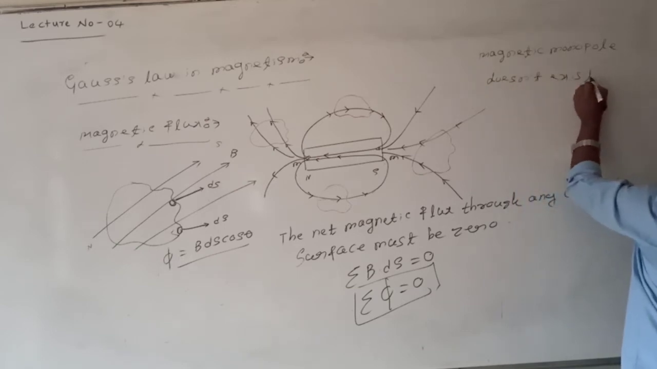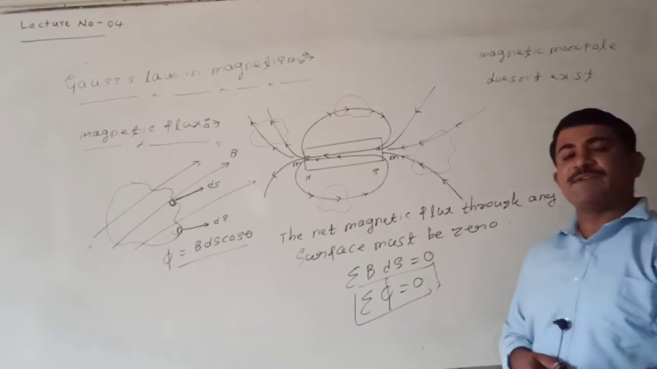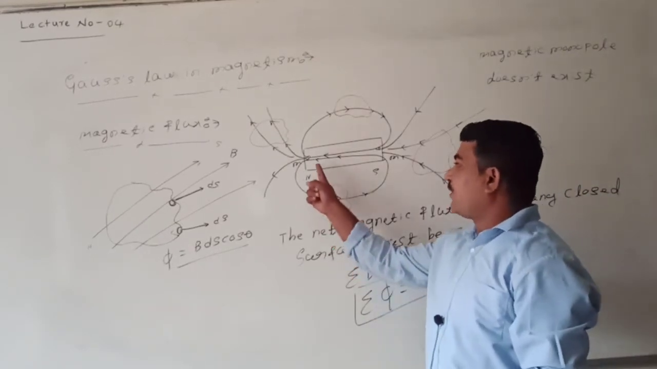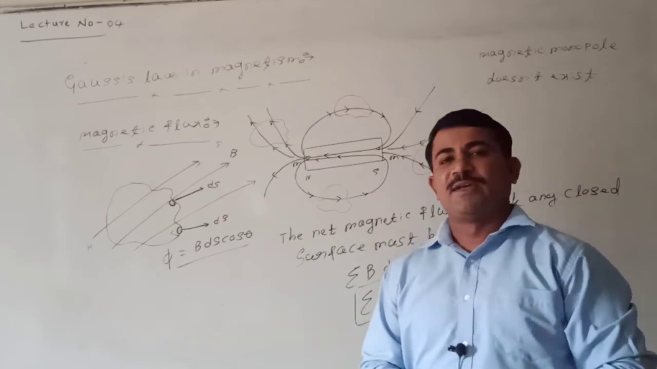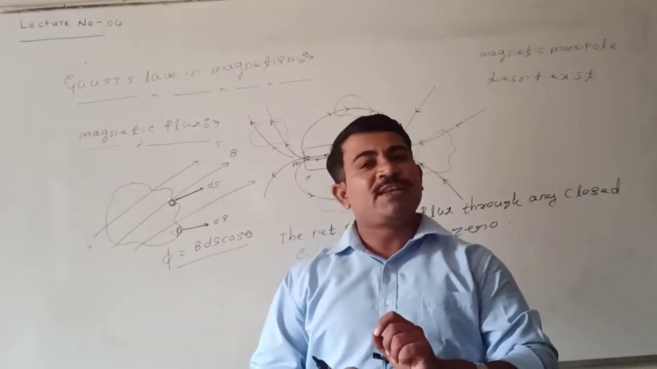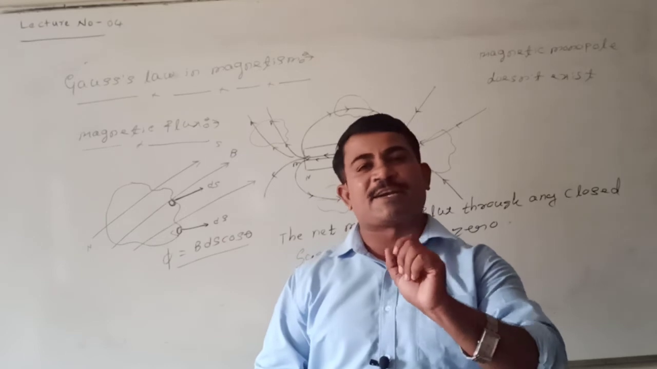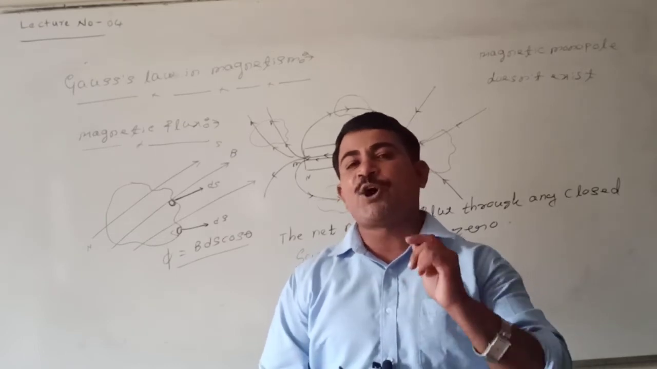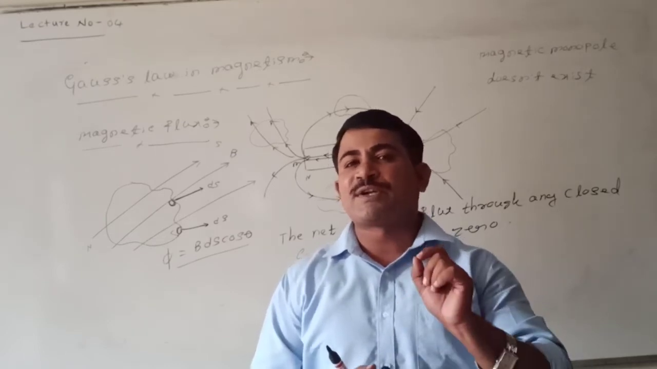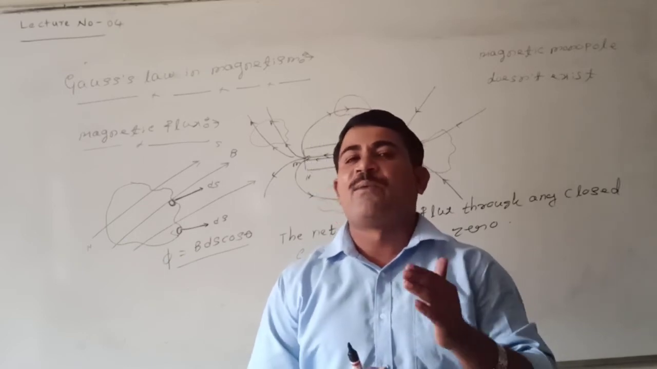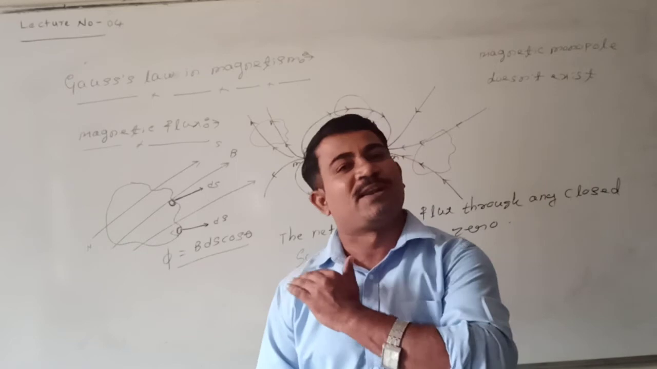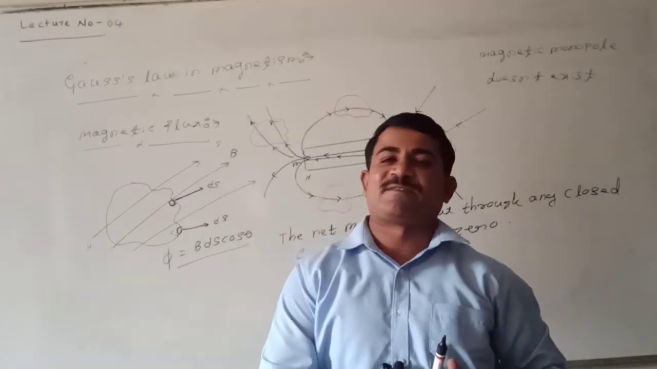Wherever there is a magnet, there must be a north pole and a south pole. Due to that, magnetic field lines leave from the north pole and enter into the south pole. But here we have seen Gauss law in electrostatics. In Gauss law in electrostatics, the total electric flux through any closed surface is equal to 1 by epsilon naught times the total charge enclosed by the closed surface.